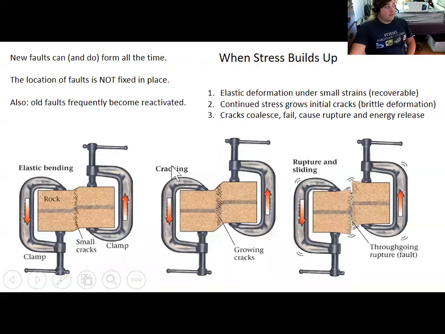So again, what happens at a fault is that stress builds up and you get small amounts of elastic deformation. You can see that in this, here what's happening is that the rocks are changing shape a little bit without completely breaking. And then you start getting cracks, and eventually the cracks coalesce or go from being a bunch of little cracks into one big crack.